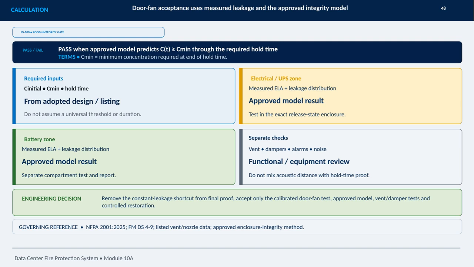The engineering decision is to accept only the calibrated door fan test, approved model, vent and damper testing, and controlled restoration, following the governing references, including NFPA 2001, FMDS 4-9, and listed system data.